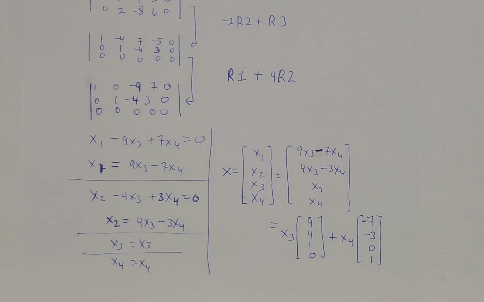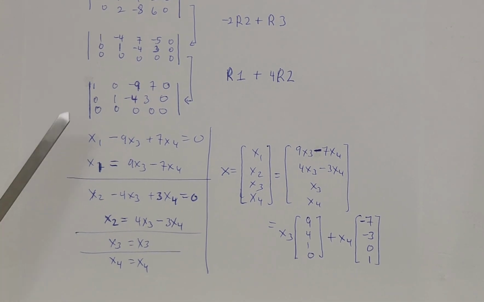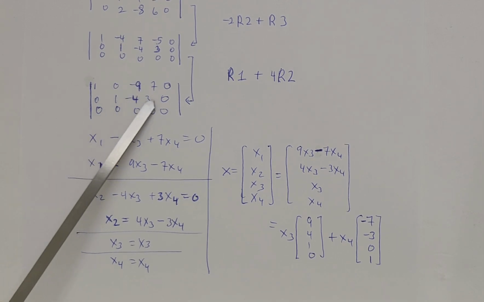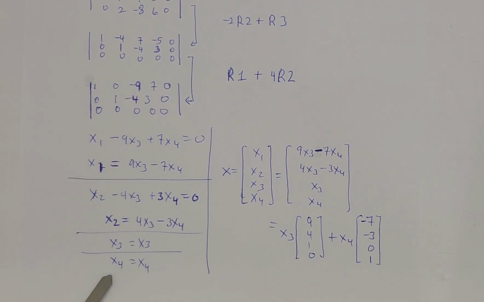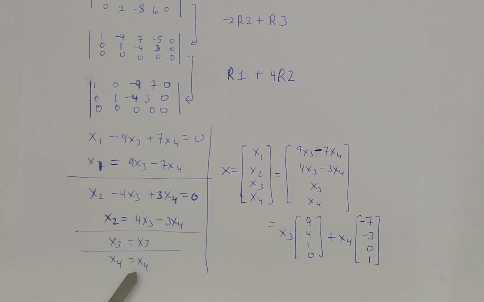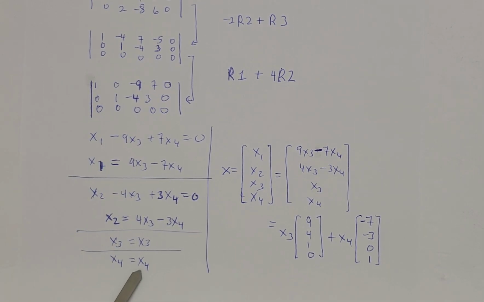One more time. Variable 1 came from this row. Variable 2 came from this row. There's nothing in variable 3 and 4 because there's nothing here, there's nothing here. So variable 3 and variable 4 are free.